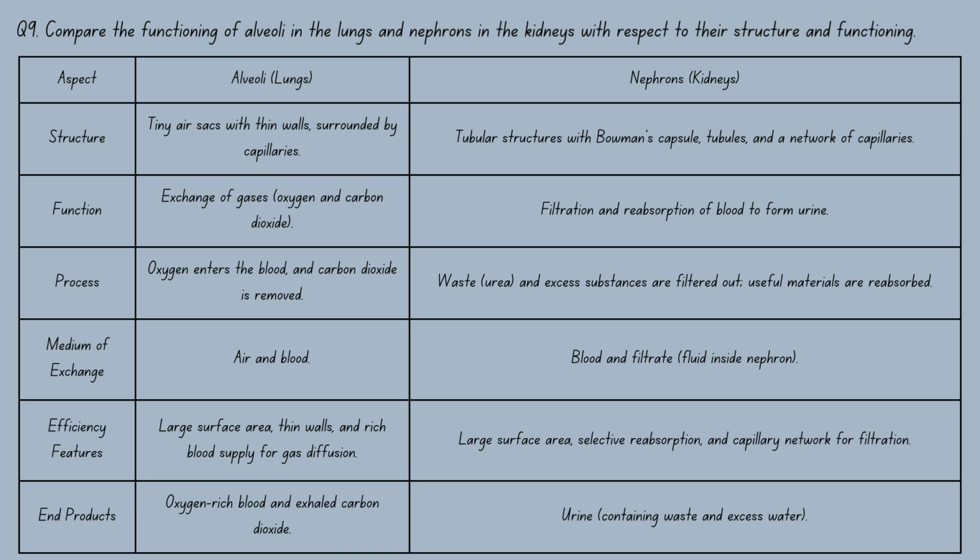Process. Oxygen enters the blood, and carbon dioxide is removed, while in nephron waste, urea, and excess substances are filtered out, useful materials are reabsorbed. Medium of exchange in alveoli is air and blood, while the medium of exchange in nephron is blood and filtrate, the fluid inside the nephron. Efficiency features.